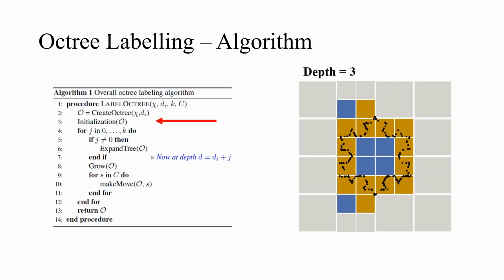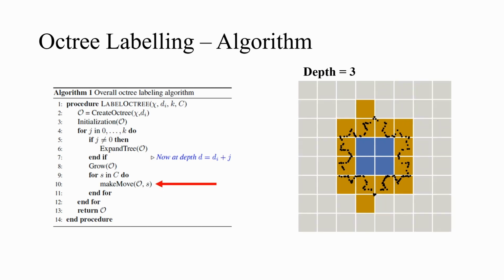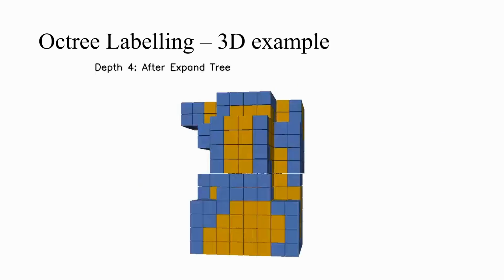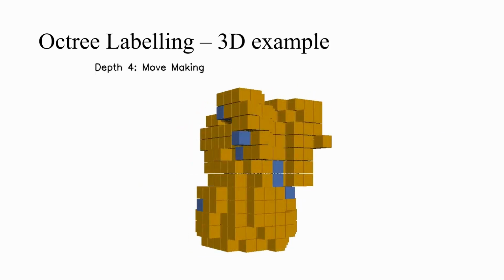We now visualize the octree labeling algorithm in 2D. At initialization, we set all nodes to inside, and then set the nodes on the boundary of the domain to outside. We then repeatedly label and expand the octree. We also visualize our octree labeling algorithm in 3D.